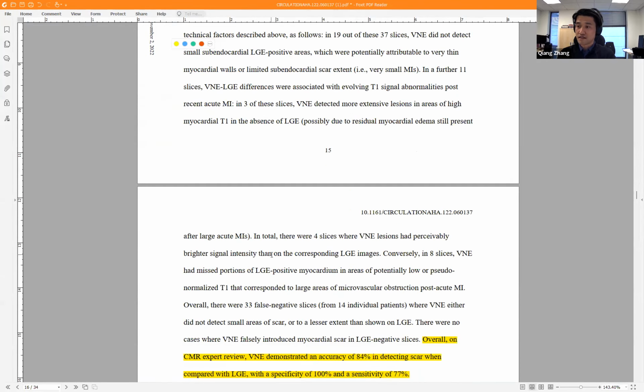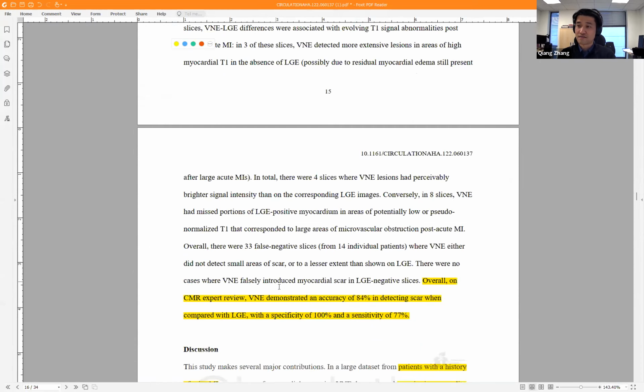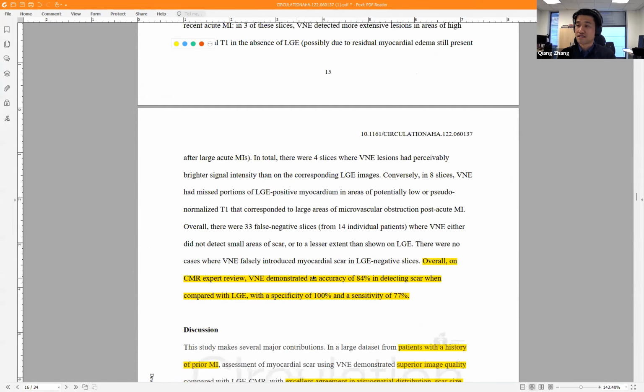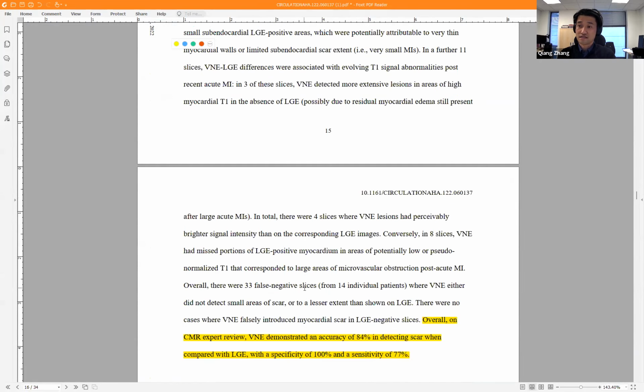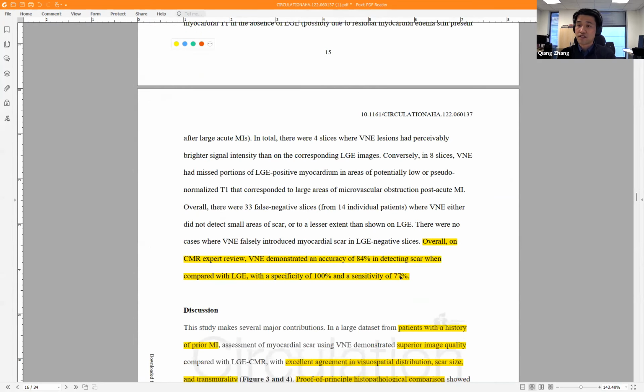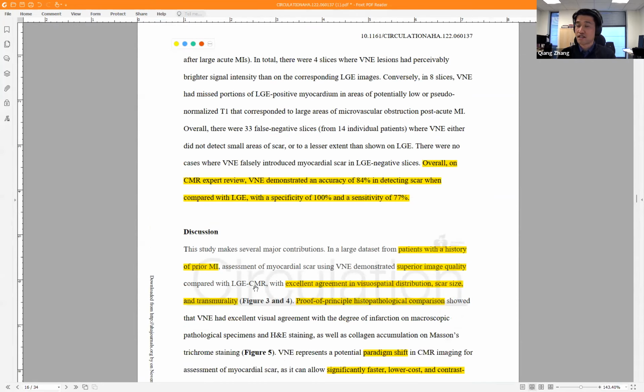And then as the last assessment in the results section, we had 2 CMR experts who visually assessed the VNE and LGE images, and we found that overall VNE demonstrated an accuracy of 84% in detecting scar when compared with LGE, with a specificity of 100% and a sensitivity of 77%.